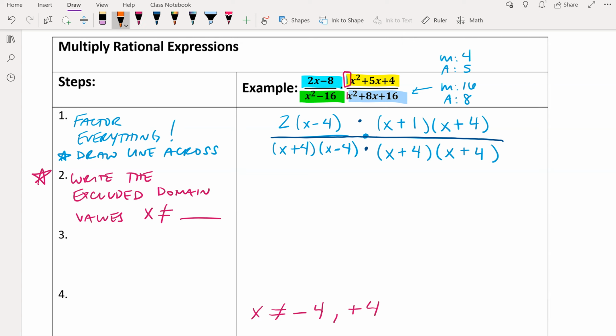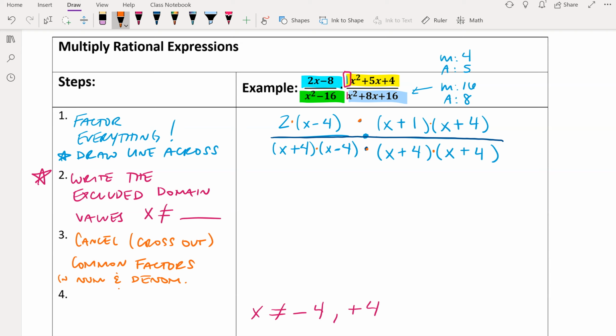So step 3 is going to be cancel, and you could put in parentheses cross out common factors. Cancel or cross out common factors in the numerator and denominator. Because the operation between each of these factors is multiplication, we are allowed to cross out matching things on the top and bottom. So what do we have? Let's just start from left to right.